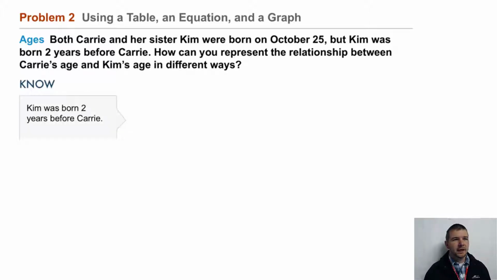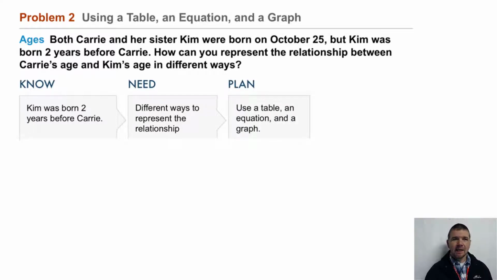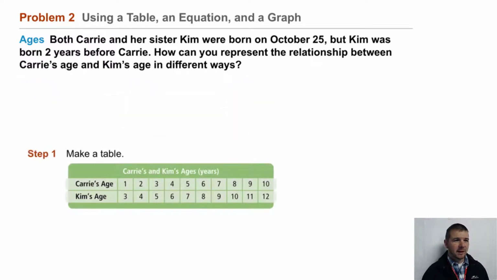First, consider what you know. You know Kim was born 2 years before Carrie. Consider what you need. You need different ways to represent the relationship. And so your plan, use a table, an equation, and a graph. Step 1, we can make a table.